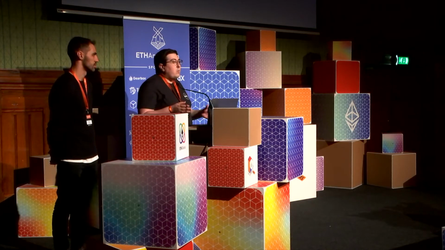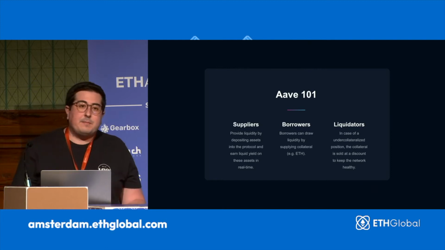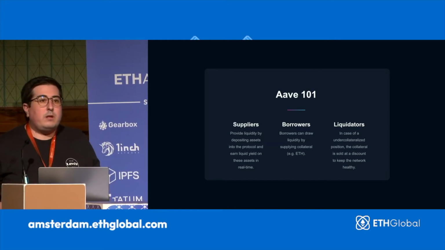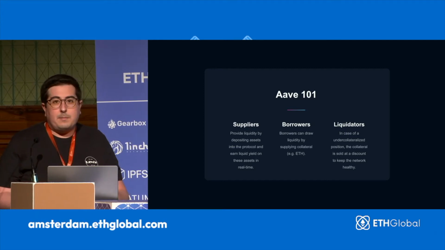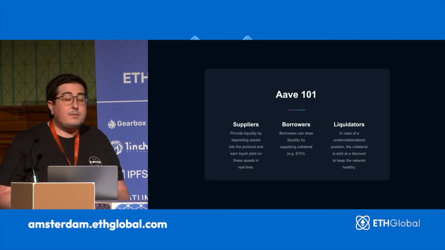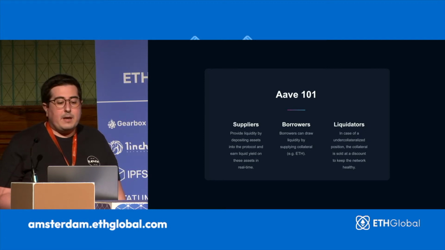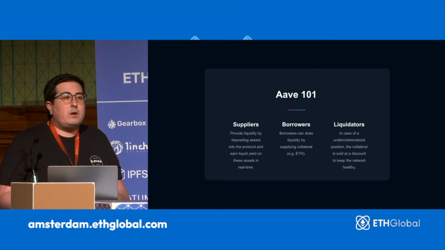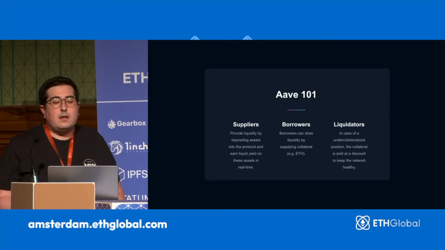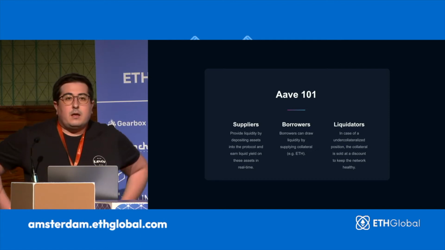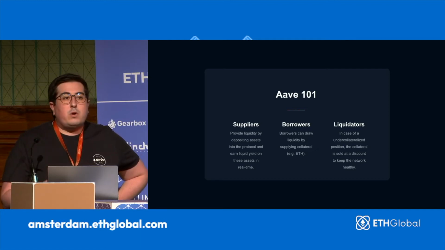First of all, what is Aave? Basically, Aave is a decentralized liquidity market protocol that allows users to supply cryptocurrency, provide liquidity to the protocol, and get some yield from it. There are also other actors, the borrowers, who can draw liquidity from the protocol, but they have to put up collateral first.